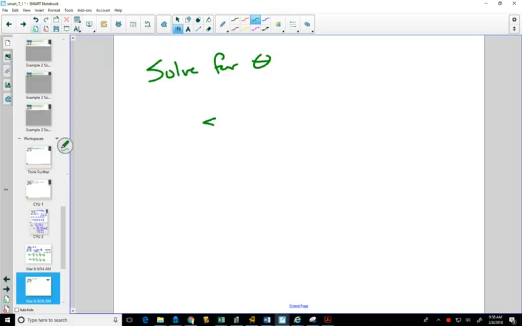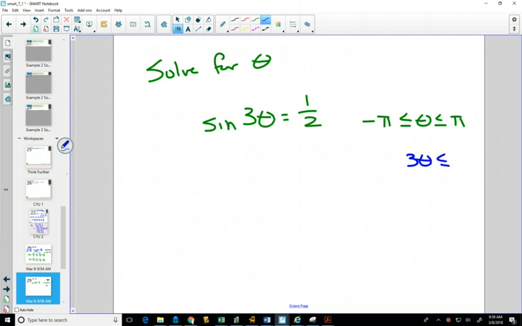Solve for theta, sine 3 theta equals positive 1/2 from negative pi to pi. So the first thing that we do is we look at our domain and we say if 1 theta is between negative pi and pi, this multi-revolution question would tell us that 3 thetas would be between negative 3 pi and 3 pi.